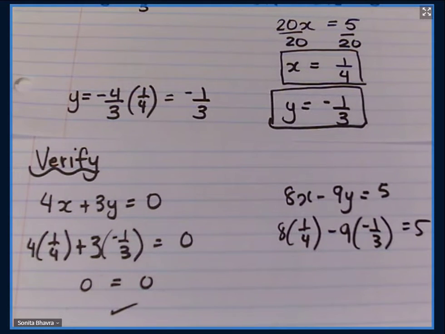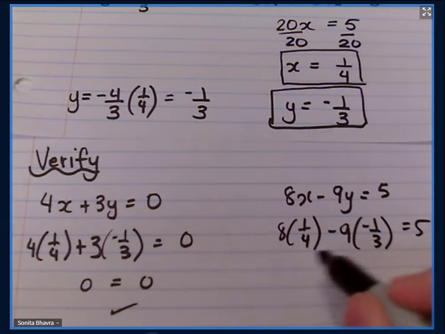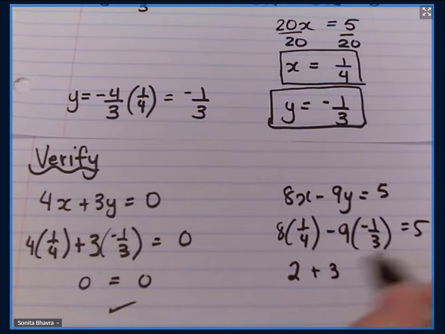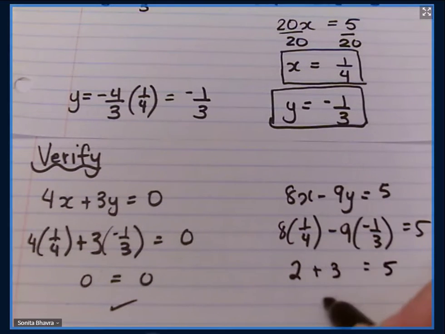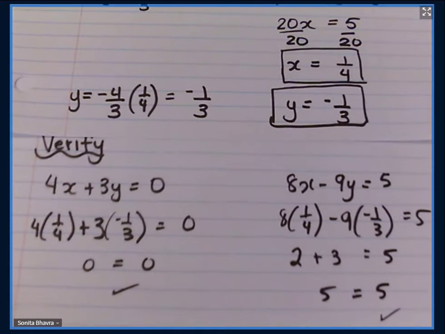So again, just put that into your calculator, and we get 2 plus 3, which has to equal 5, and both sides equal 5. So that is verified as well.